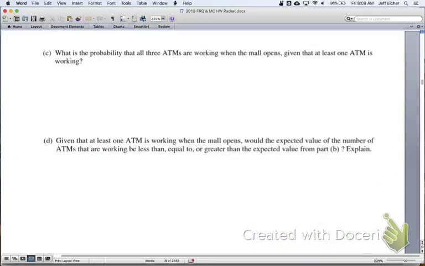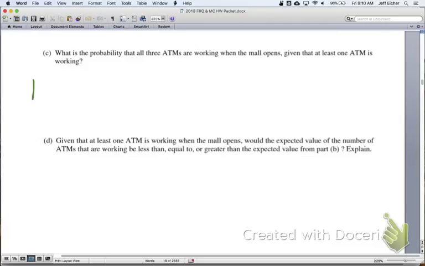Part C says, what's the probability that all 3 are working when the mall opens, given that at least one ATM is working? When you see a term like given that something else has occurred, this is called a conditional probability. So we need to calculate our denominator as well as our numerator for our probability. The given that at least one is working, I believe from above, we calculated that in part A.